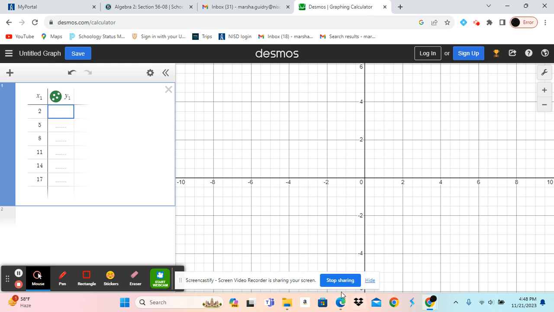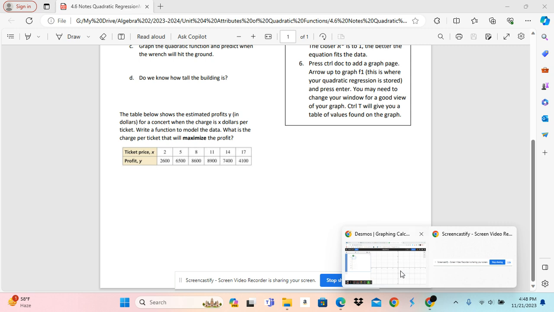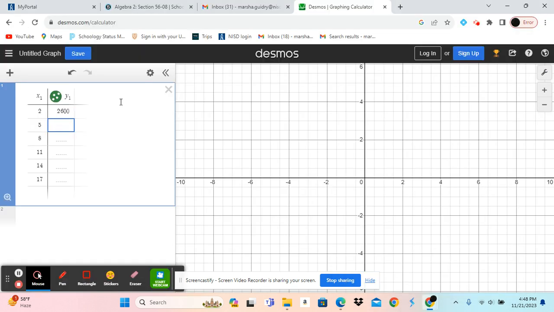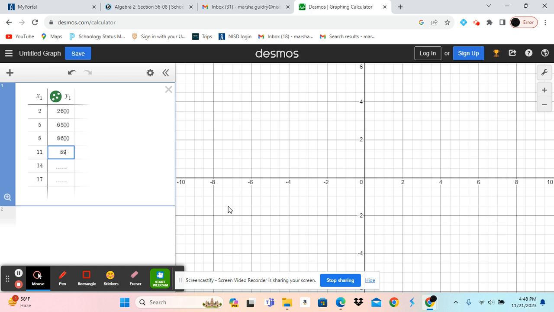Now we're talking about profit. For 2 tickets, we had 2,600, 6,500, 8,600. Let's see, how much did 11 tickets make? 8,900, 7,400, 4,100. All right, so there is our table of values. Again, x represents the number of tickets that were sold. y represents the amount of money that was made for profit.